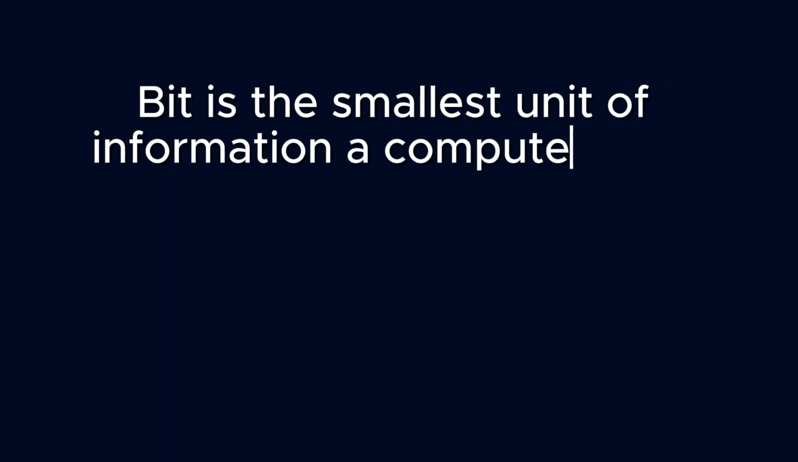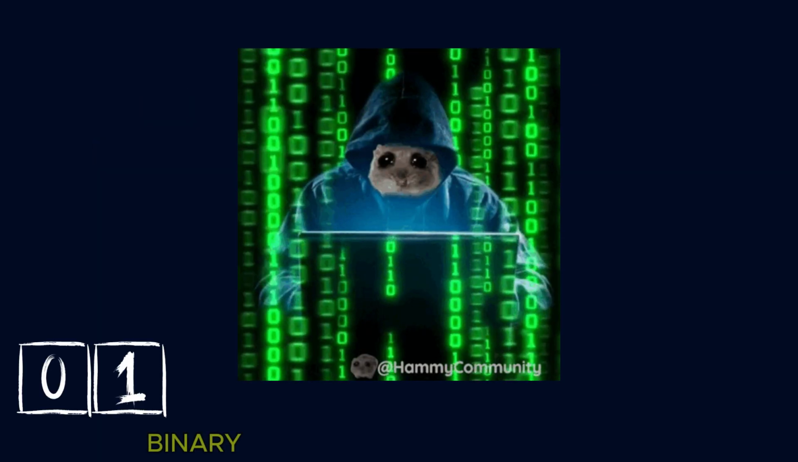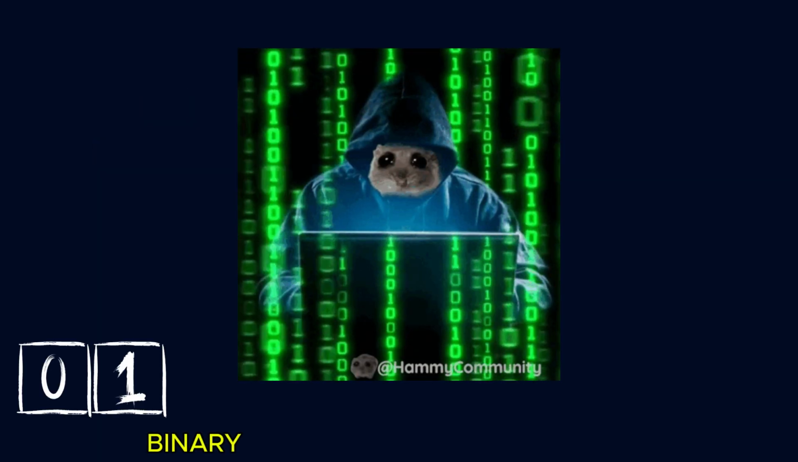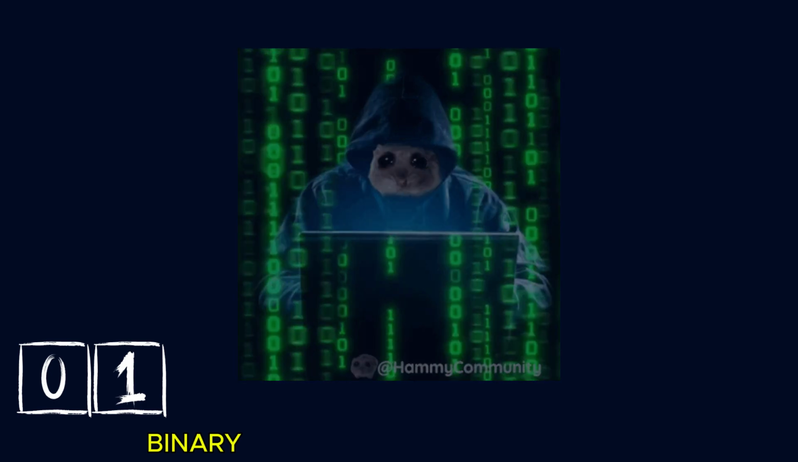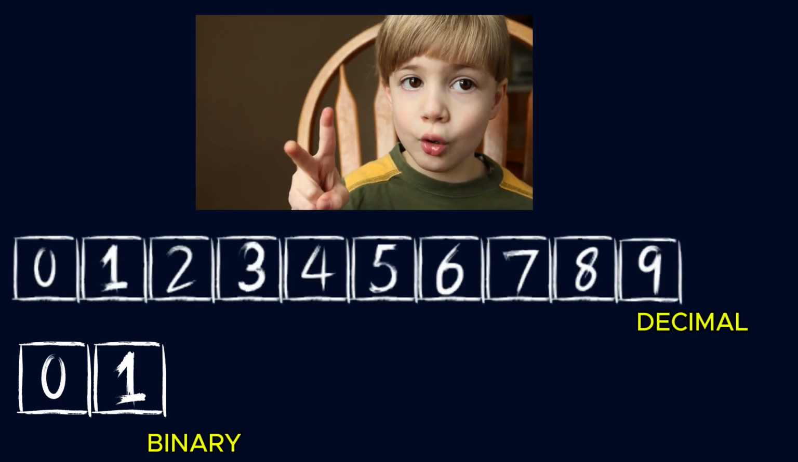In other words, a bit is the smallest unit of information a computer uses. There are only two possible states for a bit: 0 or 1, false or true. This is called the binary system, which is where the famous binary numbers you've probably heard of come from. Humans learn the decimal system in school, which goes from 0 to 9.